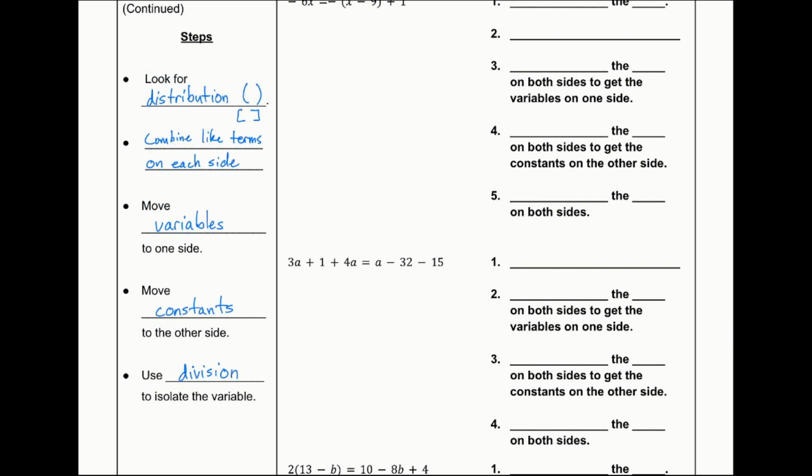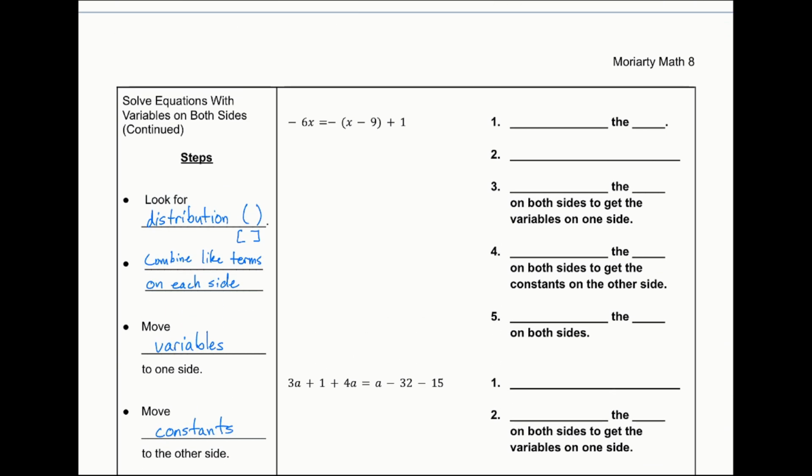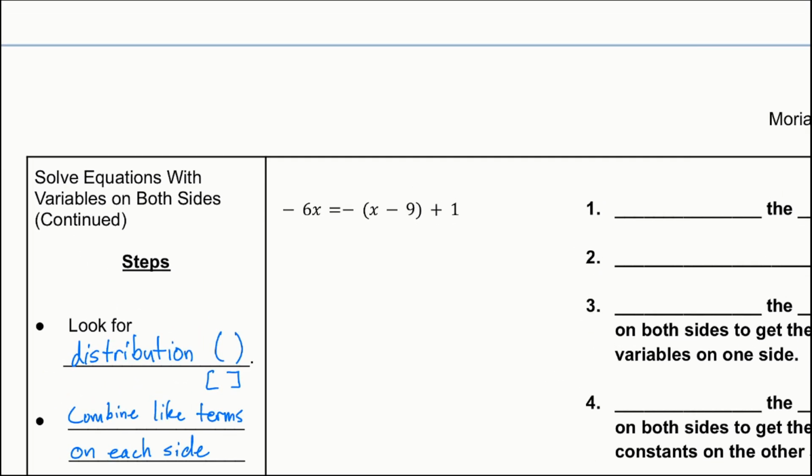Okay. So I want to make sure that you guys have those steps there because essentially it's a checklist. You're checking to make sure that we can do these things. Sometimes we can't, so we go to the next step in that checklist. All right. So let's take a look at this first one. First one is negative 6x equals a negative x minus 9 plus 1.